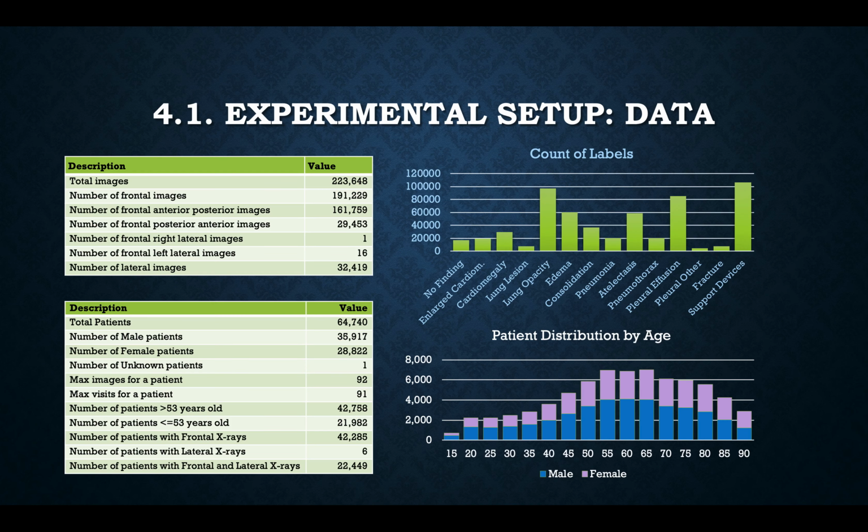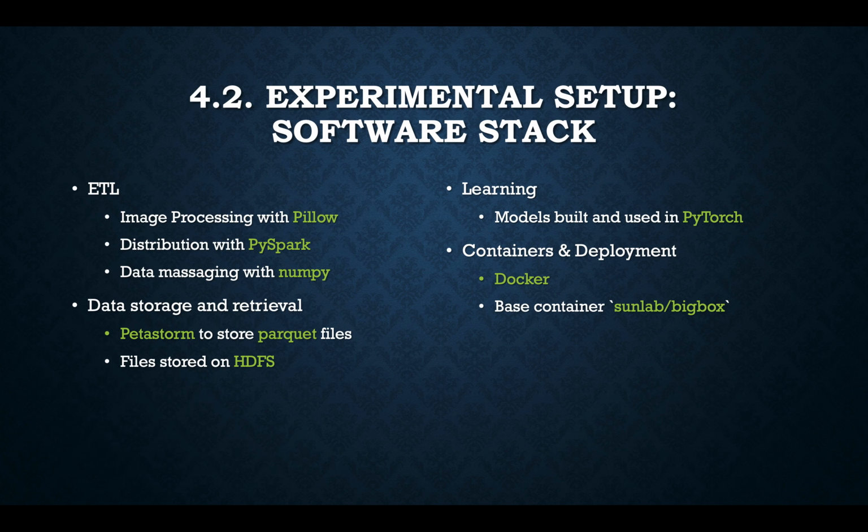Our experimental setup is as follows. In terms of the data, there are, again, 224,000 images and 65,000 patients that were split up into the below demographics. Our software stack was created using Pillow, PySpark, NumPy, and Petastorm for data retrieval and storage, and we used a distributed file system, HDFS, as well as PyTorch for our learning modules and Docker for our containers and deployments, building on top of the SunLab big box Docker container that we use in class.